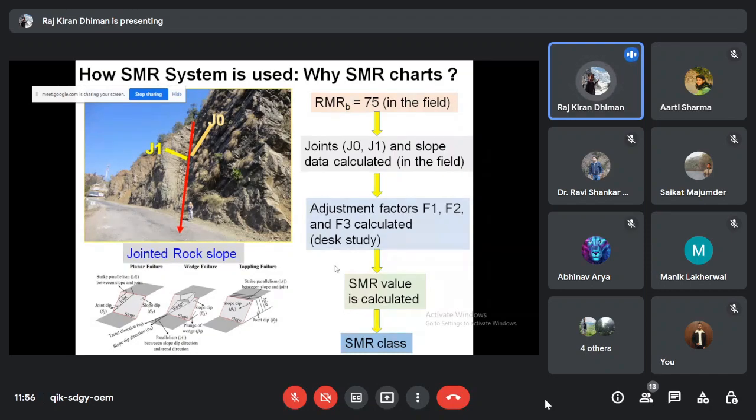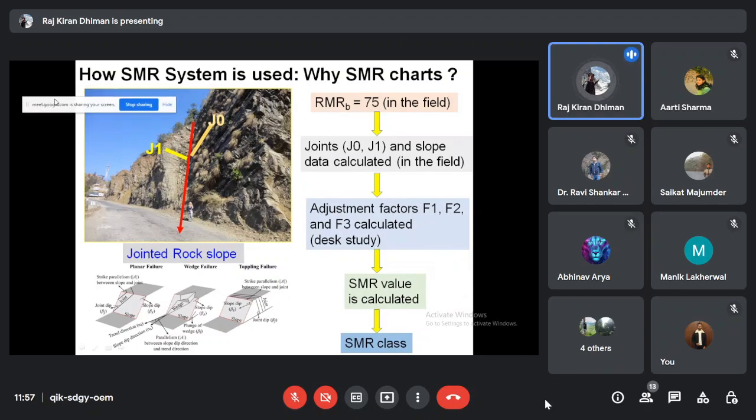So what happened is that I have developed some charts where we don't need to use the adjustment factors. What I mean is that the F1, F2, and F3 factors are already incorporated in the charts. Otherwise you had to collect a lot of data in the field and do a desk study where you have to use Excel sheets and apply those continuous functions. But with the advent of these charts, you can use them in the field. You can get the value of SMR in the field, like we were talking about the highways problem. So you can immediately give the SMR value in the field itself.